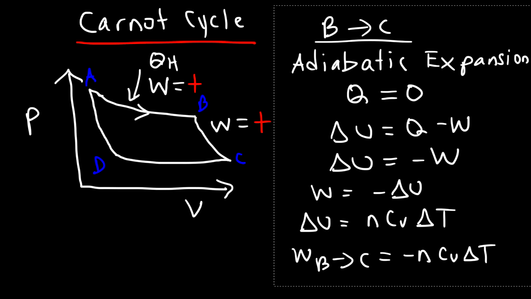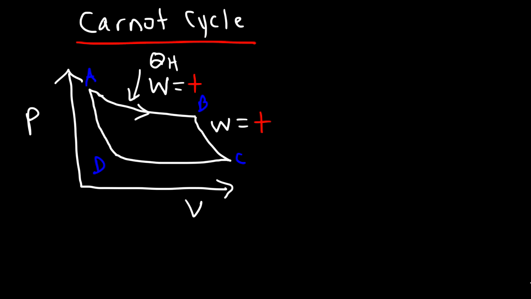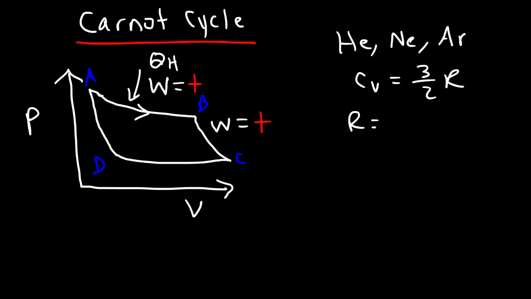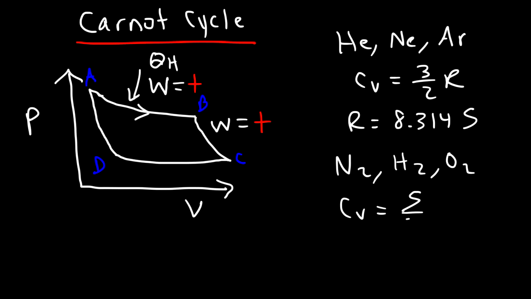Now, keep in mind, CV is dependent on the gas that you're dealing with. So for a monoatomic gas like helium, neon, argon, these are gases where each particle only contains one atom, CV is equal to 3 over 2 times R. And R is 8.3145 joules per mole per Kelvin. Now for diatomic gases like N2, H2, O2, these are molecules with 2 atoms per particle, CV is equal to 5 over 2 times R.